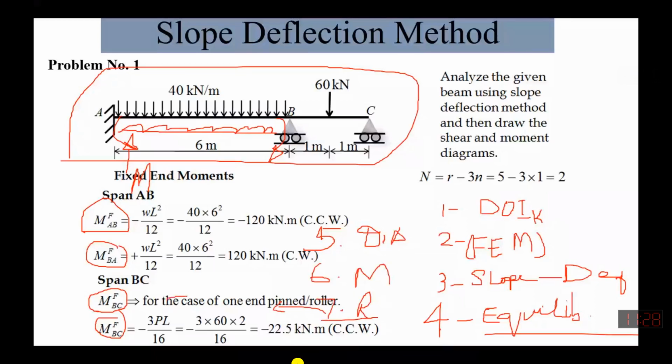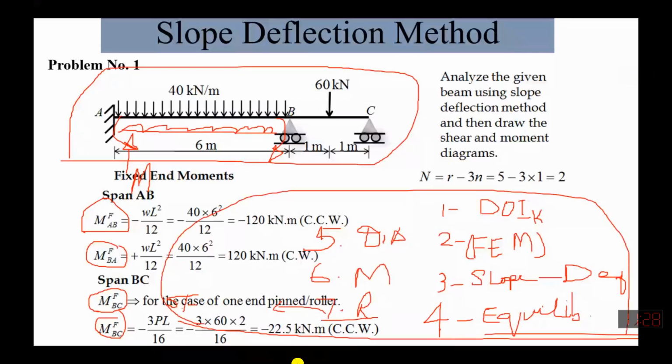So these are 7 to 8 steps involved in solving any problem by the slope deflection method. This classical method of analysis can be summarized in these 7 steps. Is it clear or not?